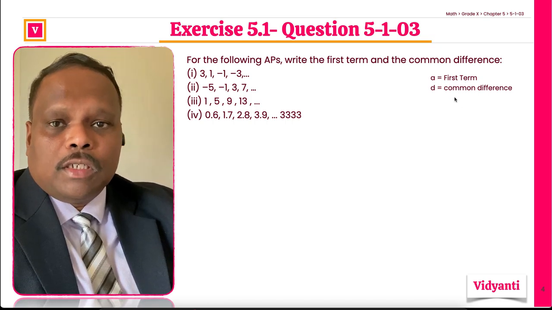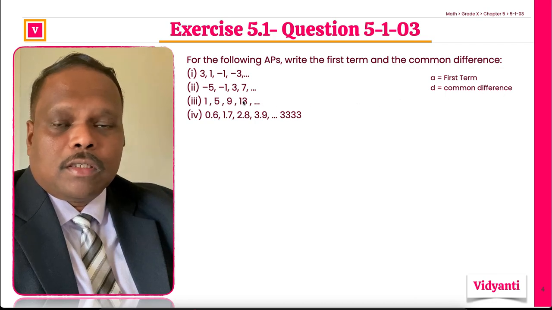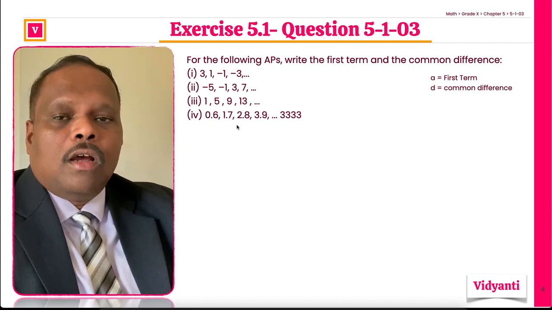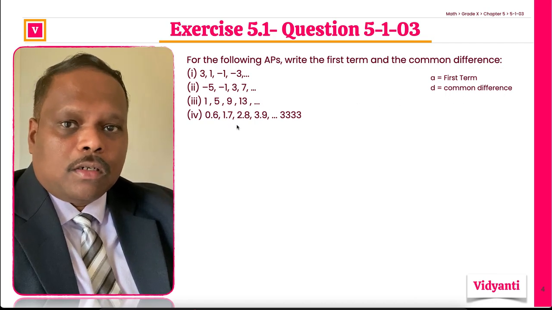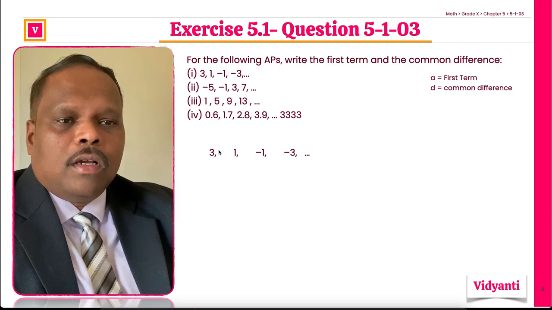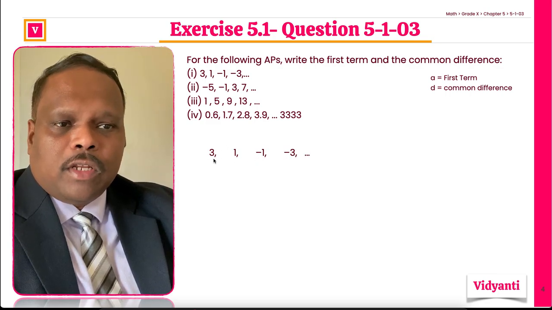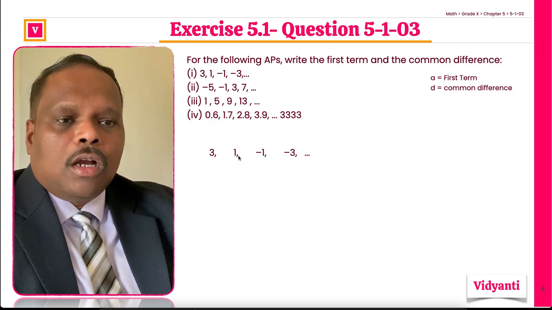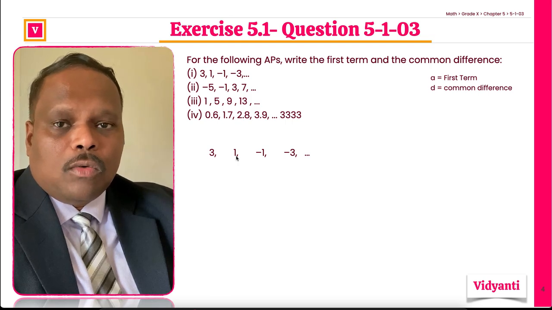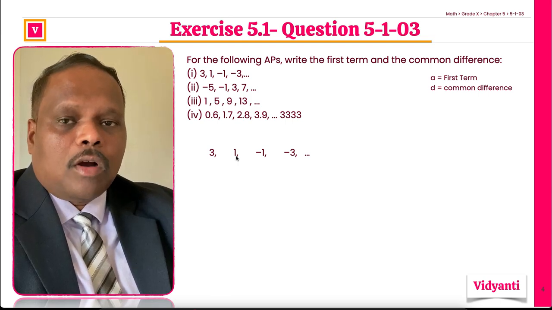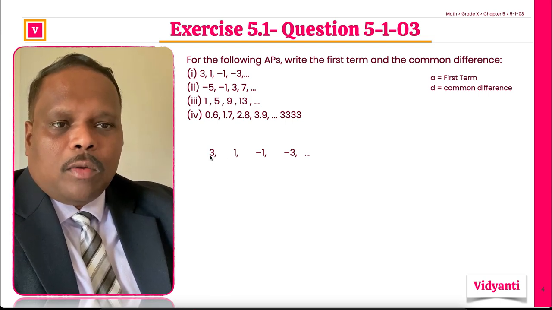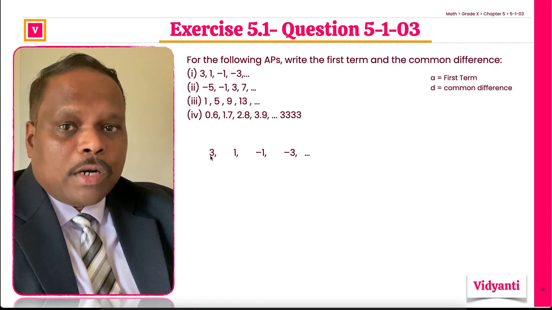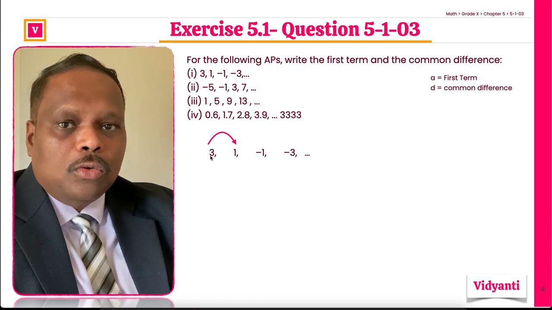A is the first term and D is the common difference, which is the difference between two successive terms of an arithmetic progression. Let's consider the first example: 3, 1, -1, -3. Well, you have to ask yourself a question. If you start from 3, what exactly do you have to do in order to get to 1, which is the second term of that AP? Starting from 3, I have to actually subtract 2 in order to go to 1.